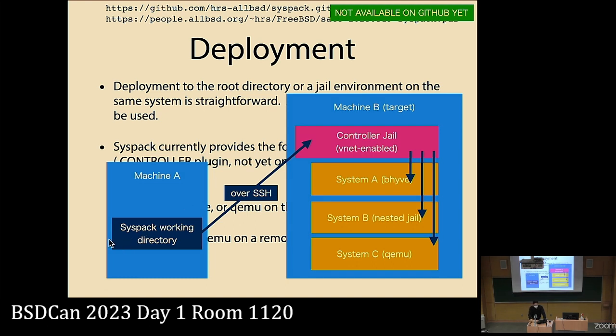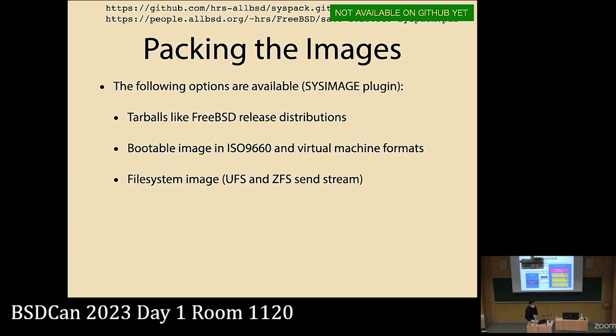And in the case of remote, the structure is roughly summarized in this diagram. So you are managing the configuration file and working directory on machine A. And machine B is a target machine that runs the results of the system image built on the make file on machine A. So to realize the running environment, the controller jail is set up on the target machine by using a simple command, and the communication is realized over SSH. And inside the controller jail, receiving the system image and deploying the system on another machine. And even if the target is local, the controller jail can be used in this way.